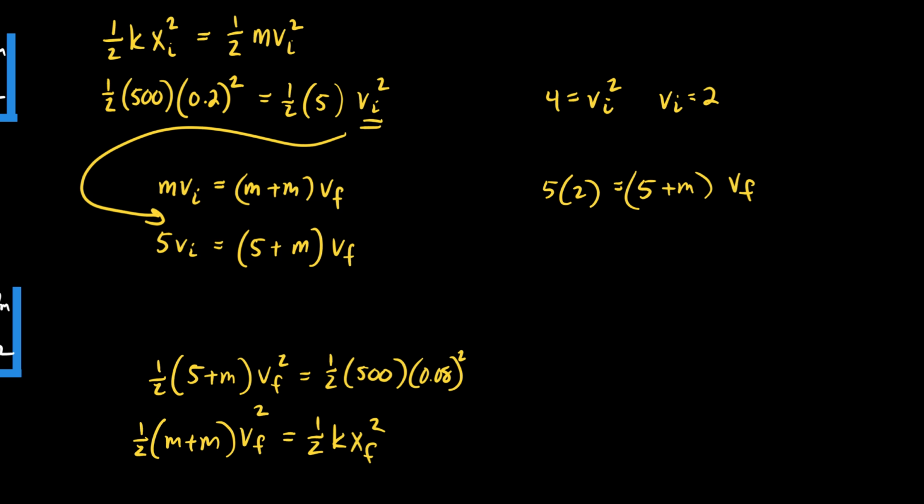What's 1/2 times 500 times 0.08 squared? What is that? 1.6. So 1/2 times 5 plus M VF squared equals 1.6. Just doing a little more arithmetic so I have some things down, multiplying by 2 on both sides. That seems like 3.2 now. We good?